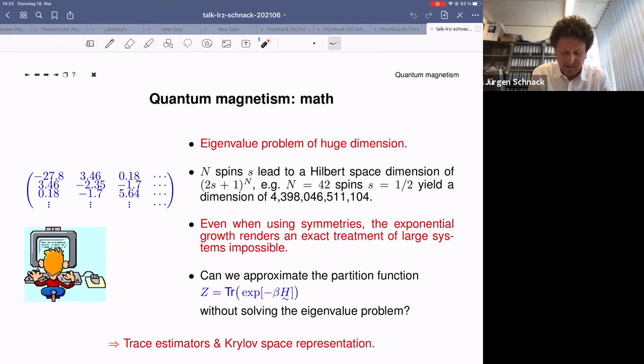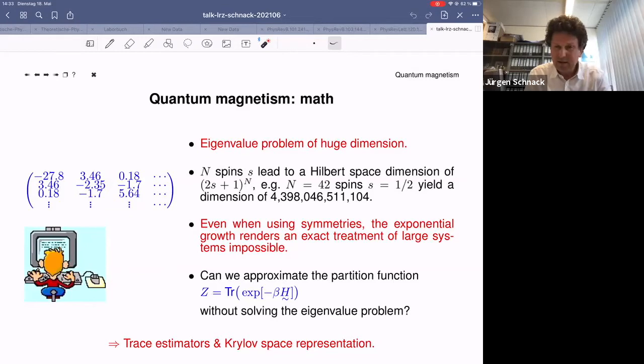To give you an example, n spins lead to a Hilbert space dimension of (2s+1)^n. So for, say, 42 spins of size 1/2, this yields a dimension of 4 times 10^12. Nobody can diagonalize a matrix that is 10^12 by 10^12. Even when using symmetries, the exponential growth with the number of constituents renders an exact treatment of large systems impossible.